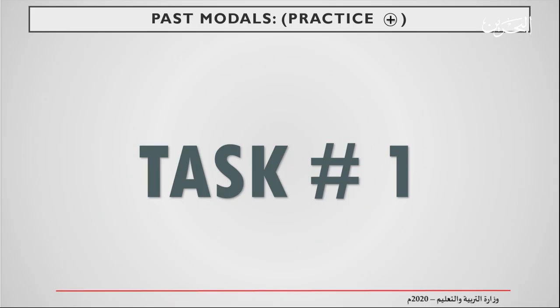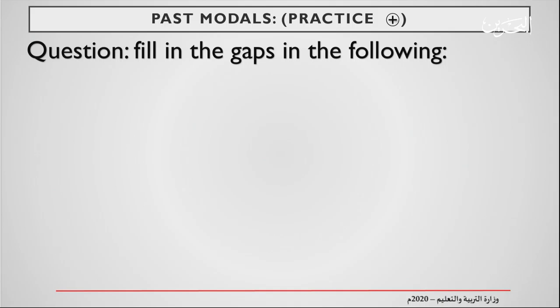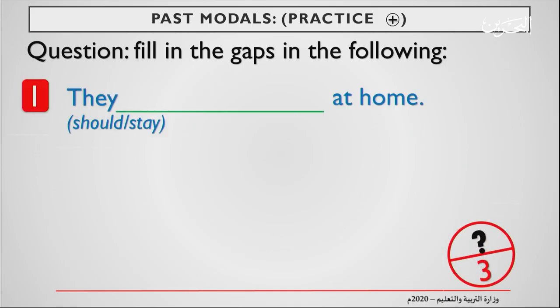So, let's jump to task number 1. Question. Fill in the gaps in the following. And you have a mark of 3. Number 1. They, gap, at home. You should use the modal and the verb between the parentheses. You have 5 seconds. Now let's check the model answer. The answer is should have stayed. They should have stayed at home.